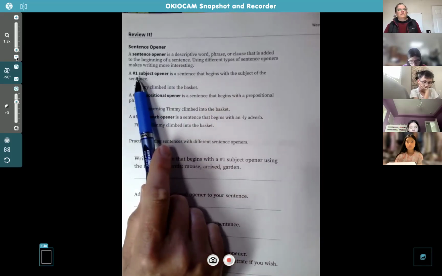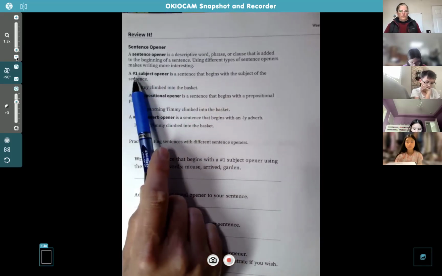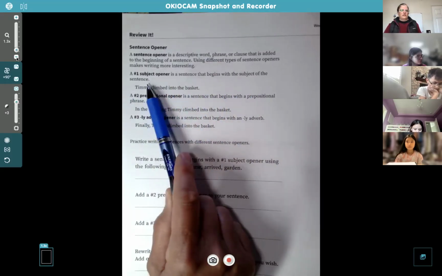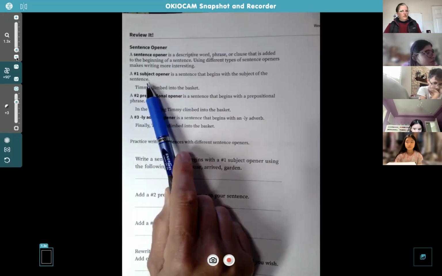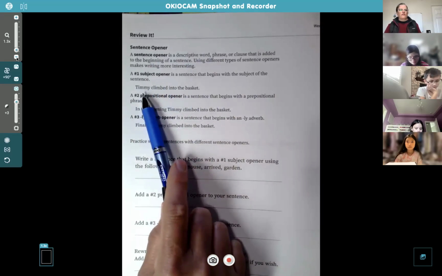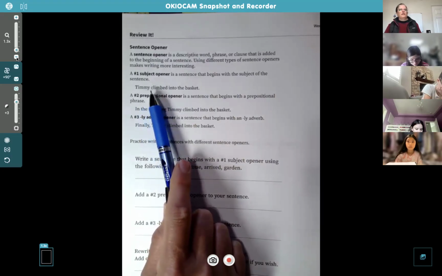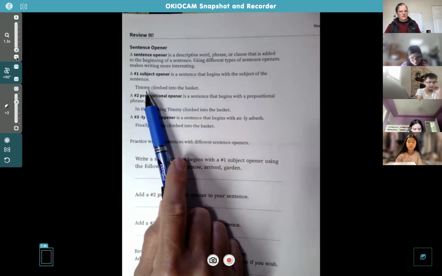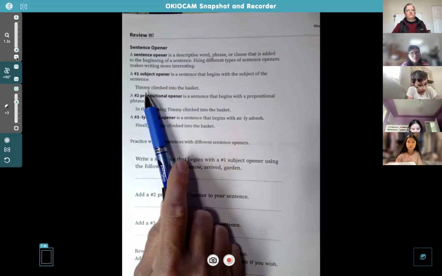So the number one opener is the subject opener, number one subject. It's a sentence that begins with the subject of the sentence. It might not be the very first word. It might have an adjective in front of it or an article in front of it. But if that's the first main part of the sentence, it's considered a subject opener. So here's an example of it being the first word. Timmy climbed into the basket. That's obvious. Timmy's the subject of the sentence. This is a subject opener. It's the very first word.